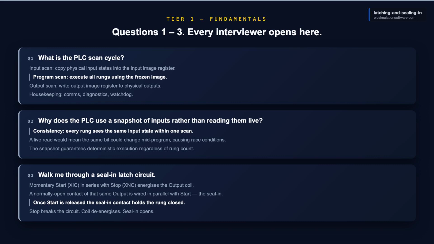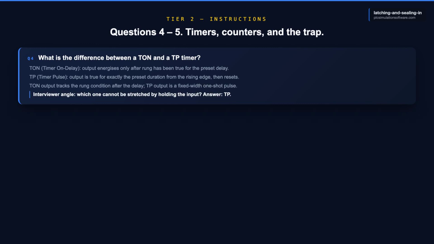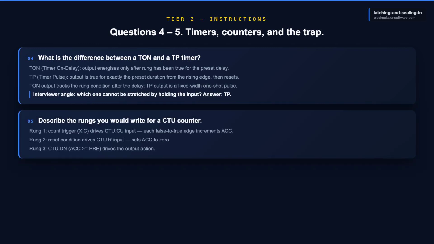Question 3. Walk me through a seal and latch. 5 elements. Start contact, stop contact, overload contact, parallel feedback contact, motor coil. Press start, current flows, coil energizes, feedback closes, hold after release. Press stop, current drops, rung resets.